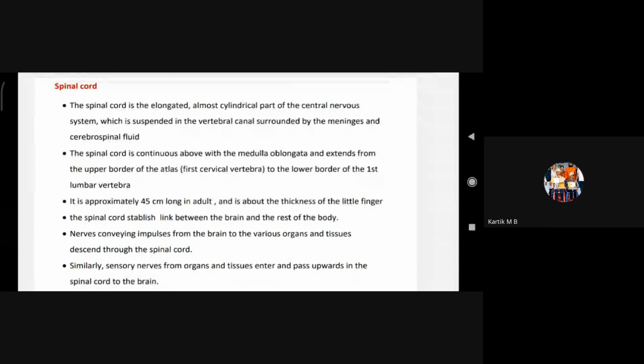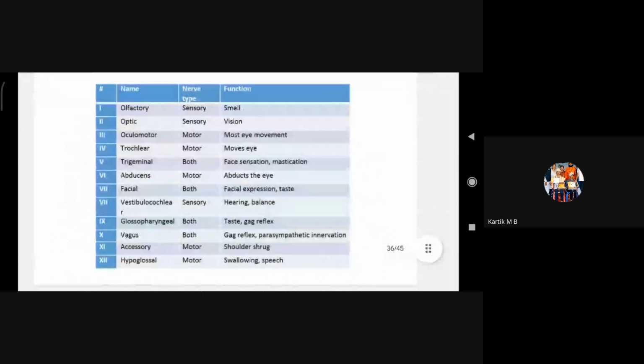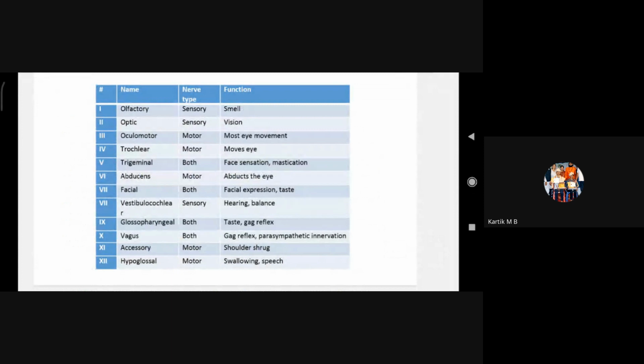No, you don't need to remember all the things. If you remember, that is good. But I think you don't have to remember all the things. Just be specific with important things. Vagus is very important, so be specific with Vagus.